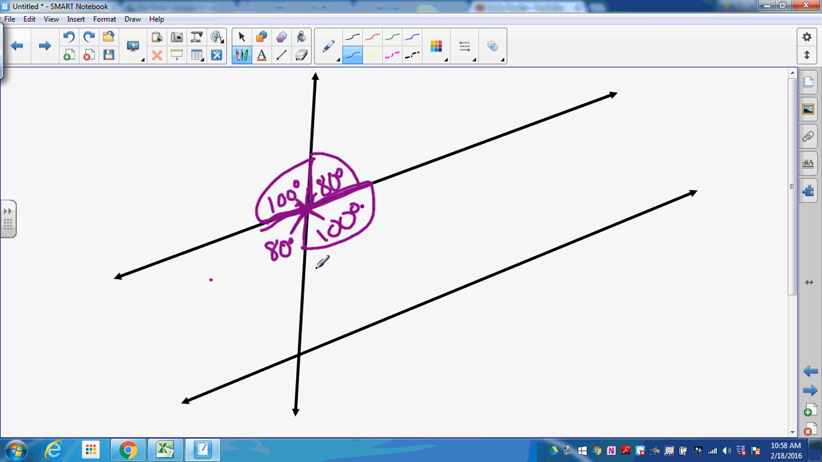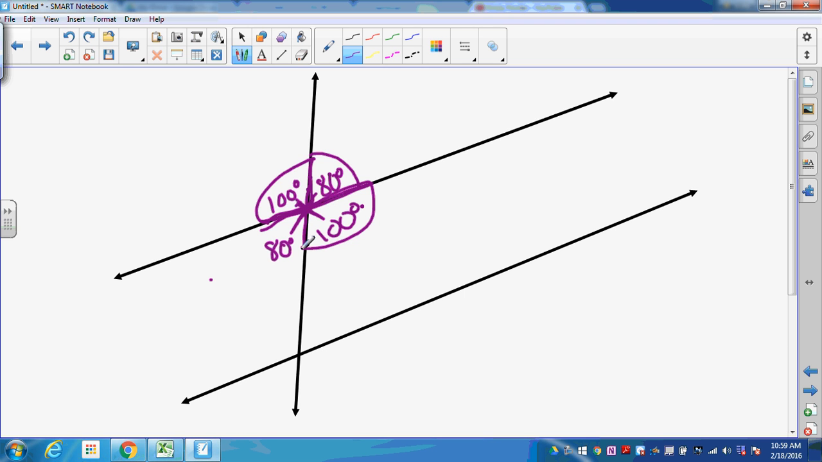All right, so all I've done so far is use the definition of supplementary angles, two angles that add up to equal 180 degrees, and my vertical angle definition, which tells me that angles that share a vertex and are opposite each other are the vertical angles, so they're congruent.